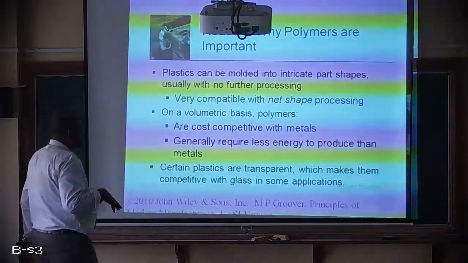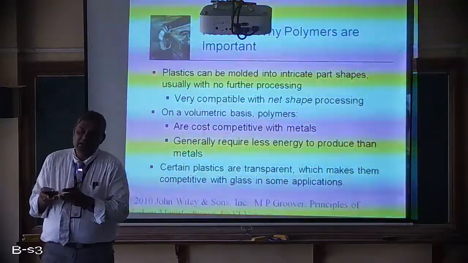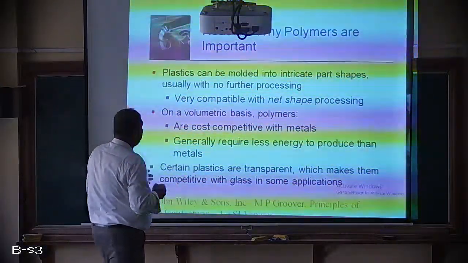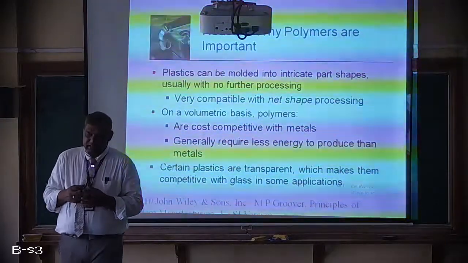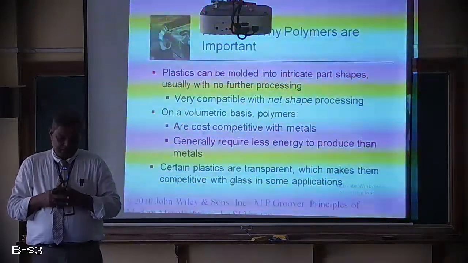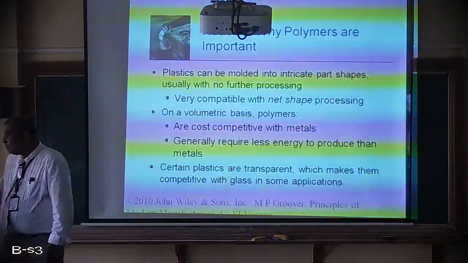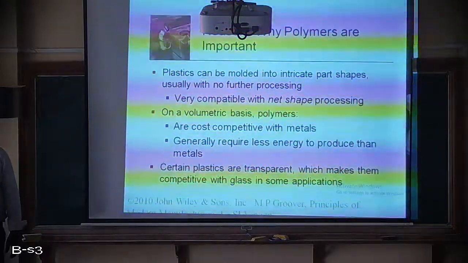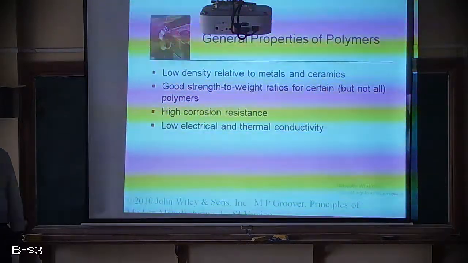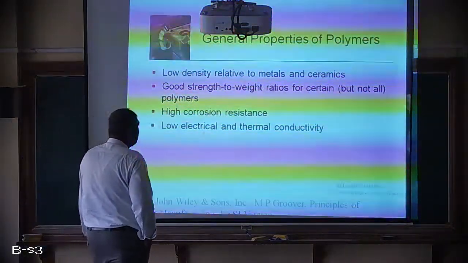The energy required for these polymers is very less compared to metals. So these are the advantages, and one more basic property here is transparency. In metals you can't get transparency, and they are crystalline in nature, but you can get transparency using these polymers, whereas in metals and ceramics you can't get any transparency.